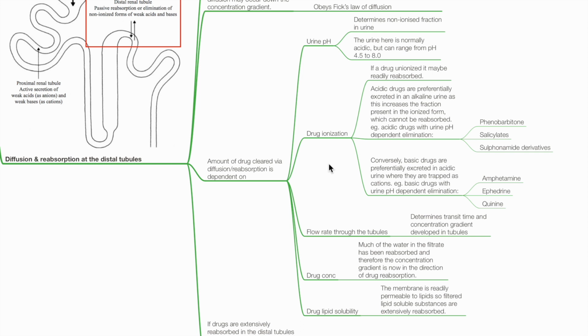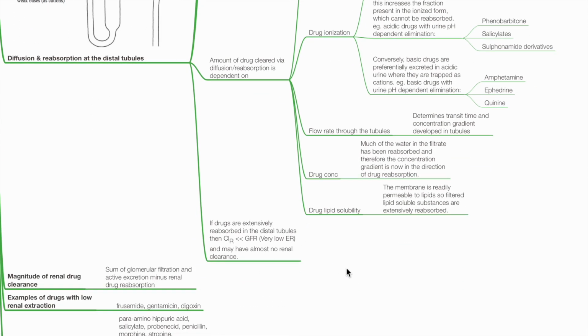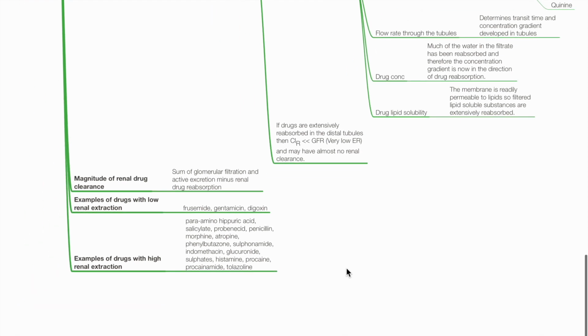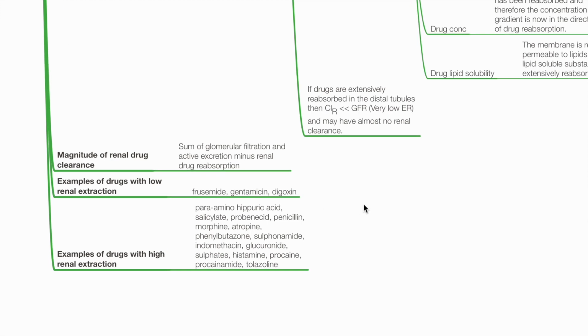Flow rate through the tubules determines transit time and concentration gradient developed in the tubules. Drug concentration. Much of the water in the filtrate has been reabsorbed, and therefore the concentration gradient is now in the direction of drug reabsorption. Lipid solubility. The membrane is readily permeable to lipids, so filtered lipid-soluble substances are extensively reabsorbed. If drugs are extensively reabsorbed in the distal tubules, then renal clearance of that drug is much less than GFR and may have almost no renal clearance, i.e.